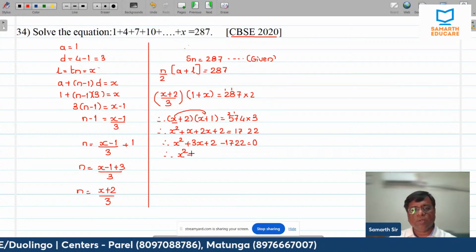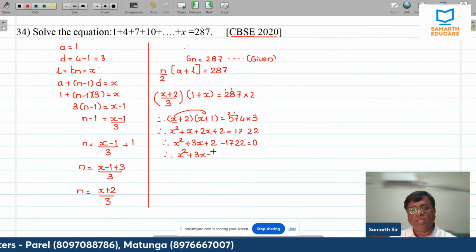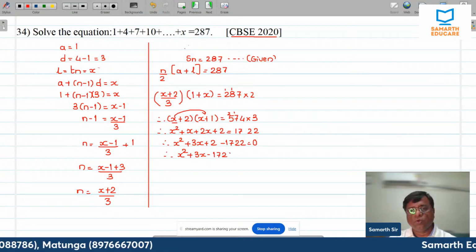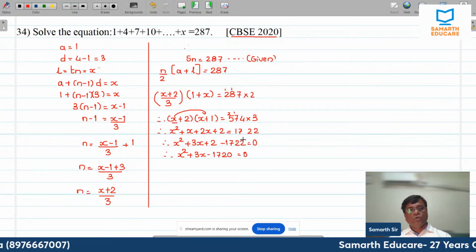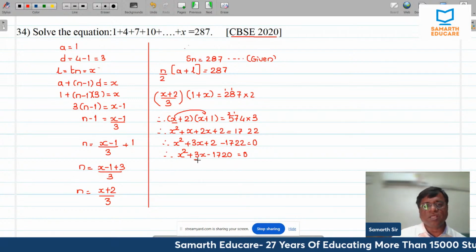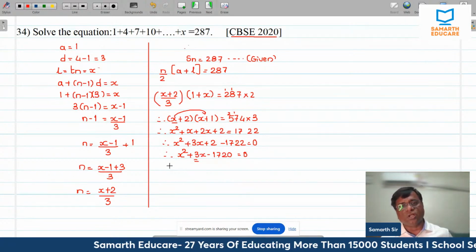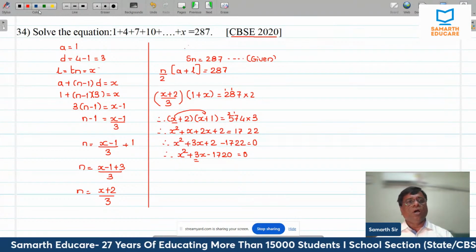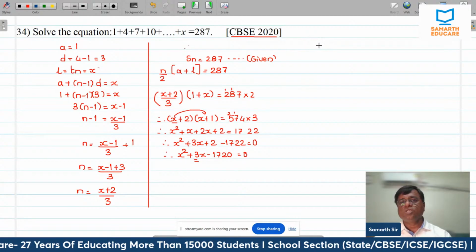So x square plus 3x minus 1720 is equal to 0. So we need the factors of 1720 whose difference is 3. It's a quadratic equation now, right? Now, how do we do that? 1720.